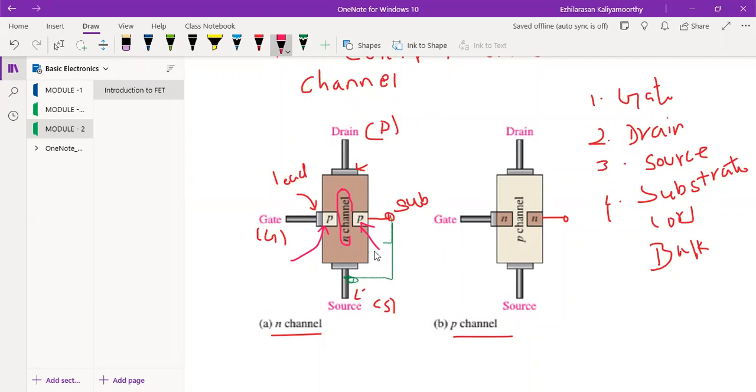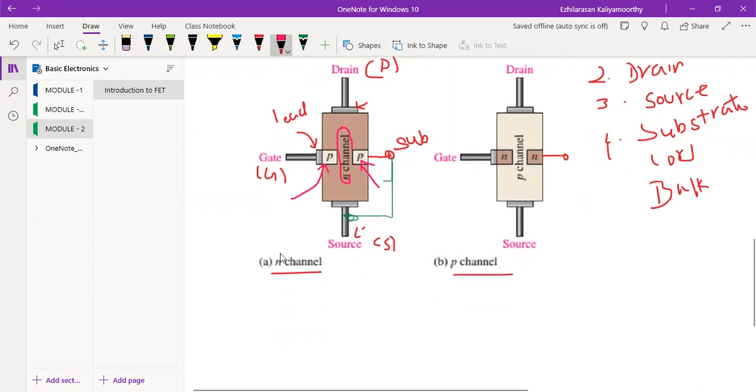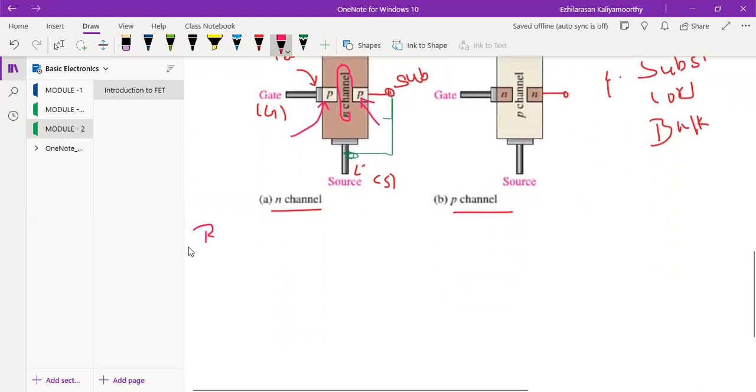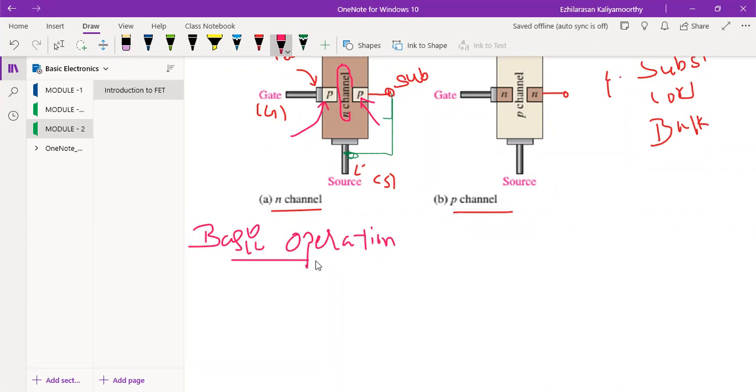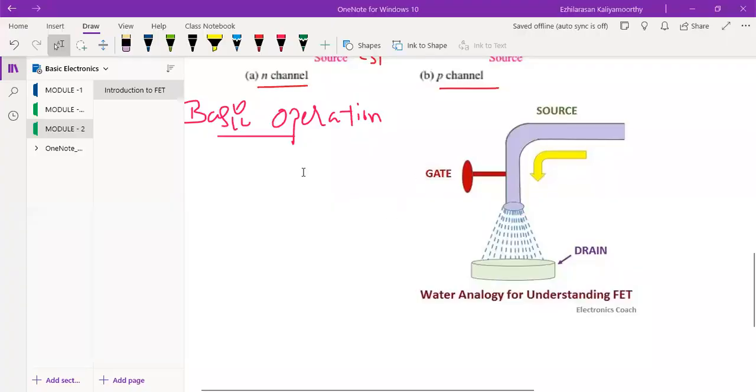Now we have shown both the P channel and the N channel. So now we need to know the very basic operation. But before going to the basic operation, let me give some practical application or analogy for the basic operation. Simple, you can think. Now we'll see the analogy for JFET, how we can understand.